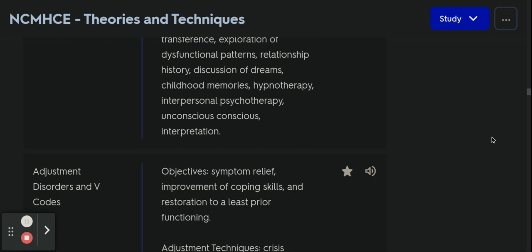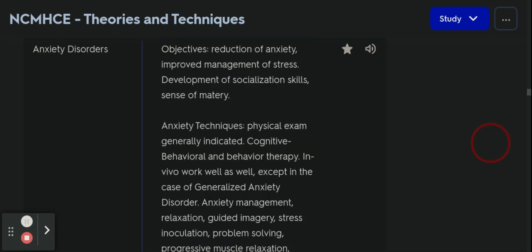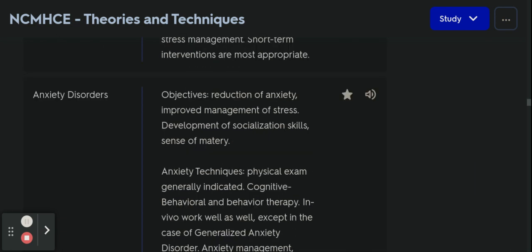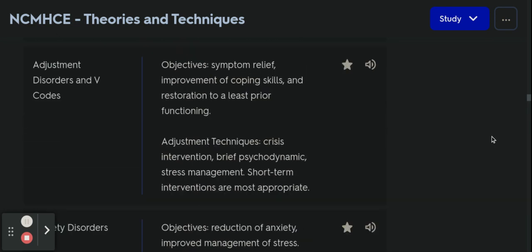Adjustment disorders. Objective: symptom relief, improvement of coping skills, and restoration to at least prior functioning. Adjustment techniques: crisis intervention, brief psychodynamic, stress management. Short-term interventions are most appropriate.